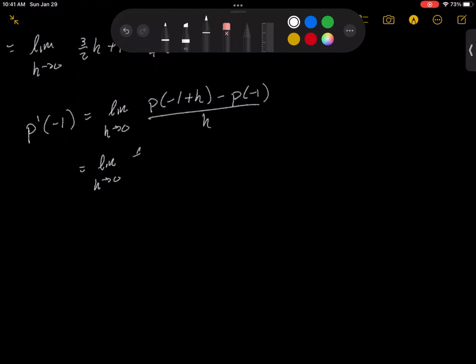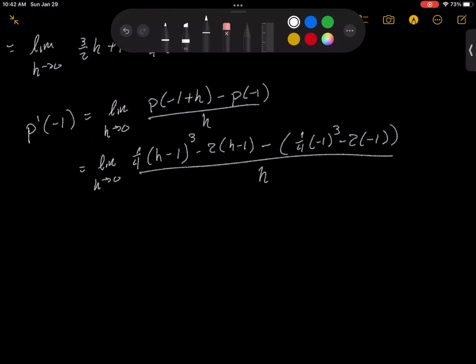This is going to be 1/4 minus 1. In fact, instead of writing minus 1 plus h, why not write it as h minus 1? It's the same thing, and it's easier. Cubed minus 2 times h minus 1, right? This right here is my function at minus 1 plus h. Then we have minus the function at minus 1. So that is 1/4 minus 1 cubed minus 2 times minus 1 over h.